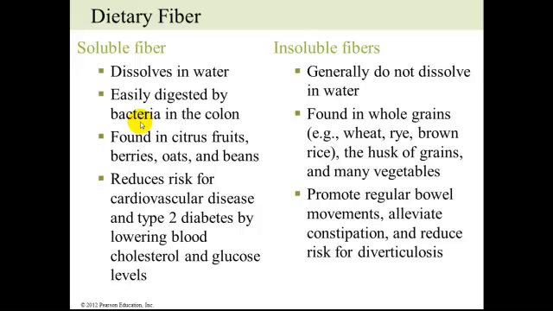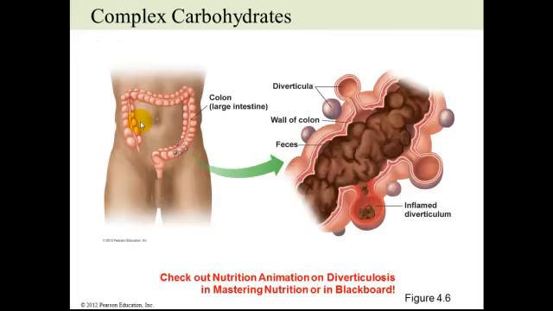Now, insoluble fibers cannot be dissolved in water. These are found in our whole grains, in the husks of vegetables, in the husks of grains, and in many vegetables. These are things that cannot be broken down. However, the passage through the body and through the colon is actually pretty important. It helps to give regular bowel movements. It also helps to alleviate constipation and reduce the risk for something called diverticulosis. Now, the colon is really the last step on the digestive pathway.